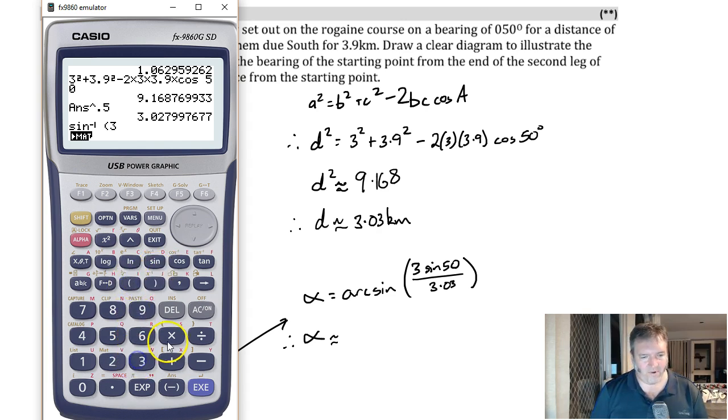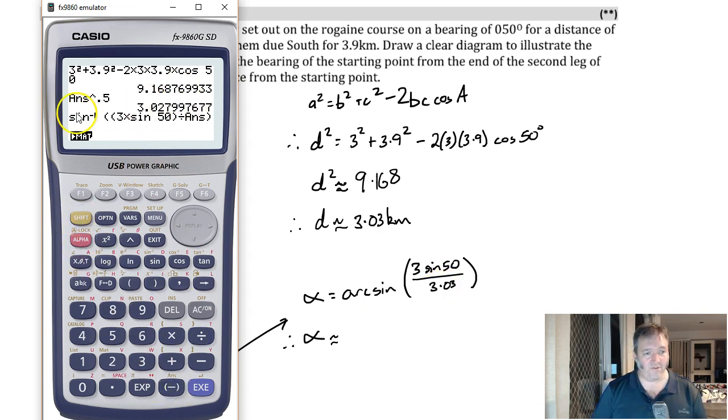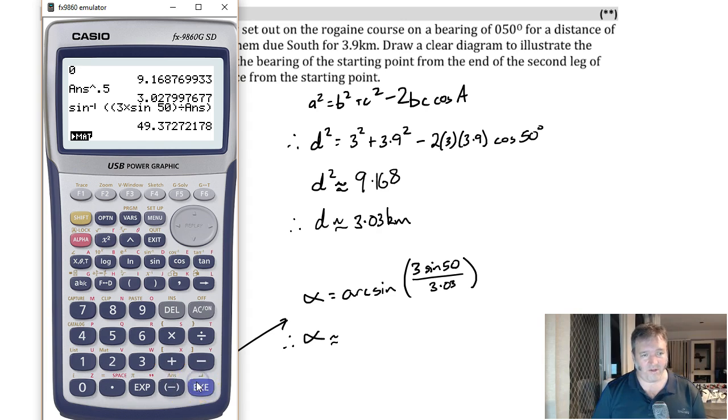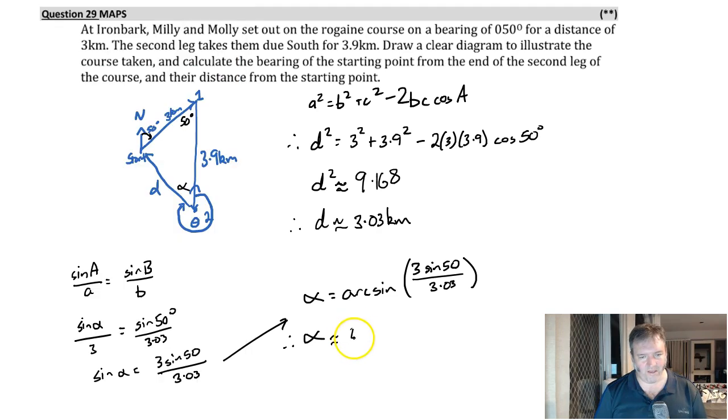So the arcsine of 3 multiplied by the sine of 50 degrees. Now, I want to be really careful here and make sure that when I divide by 3.03, it's not just dividing the 50. So I'm going to go back in and add another set of brackets. Whoop, too far. So that's 3 sine 50, making sure that's all in the numerator. Last answer there. I can just do it that way. So that's now going to be 3 sine 50 over the approximately 3.03. The arcsine of that, we go ahead and push our button, and it says 49.37.